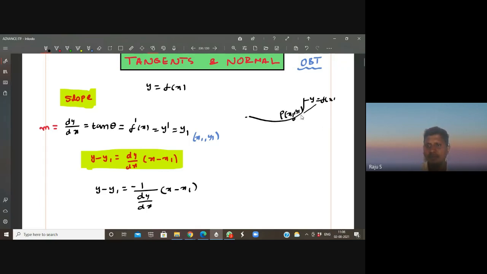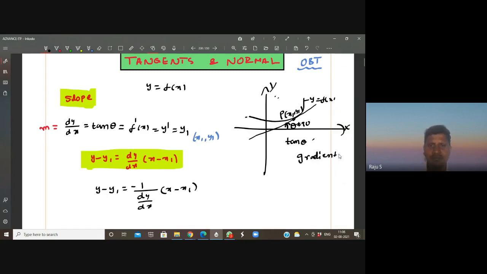If I draw the tangent, this is x-axis, and this is y-axis. So look here. The tangent can make an angle theta. So theta here should not be equal to 90, with the positive direction of x-axis. Then here tan theta is the slope of the tangent. It is also called gradient. It is also called gradient.